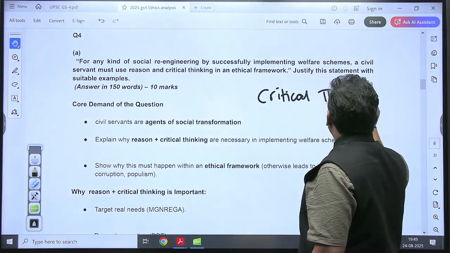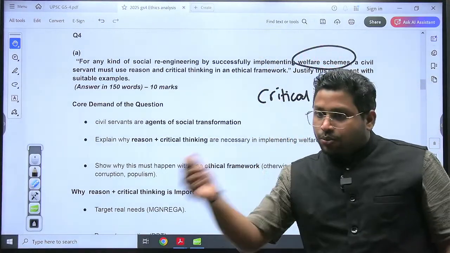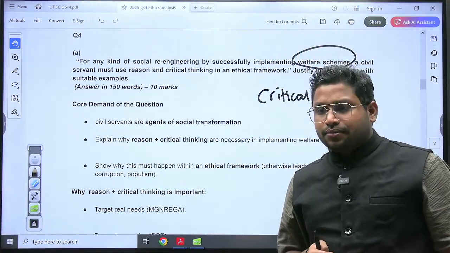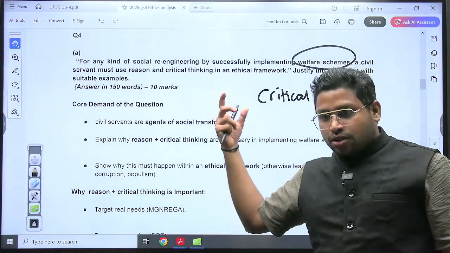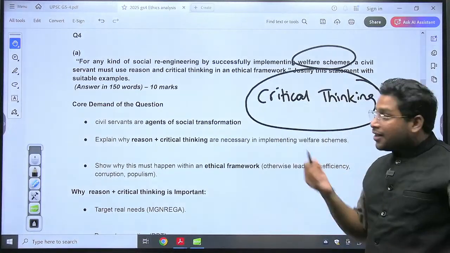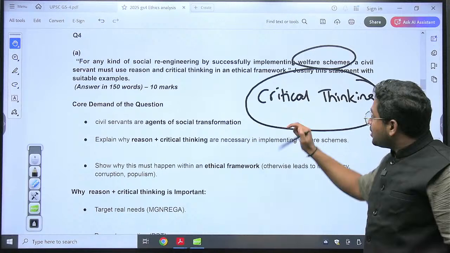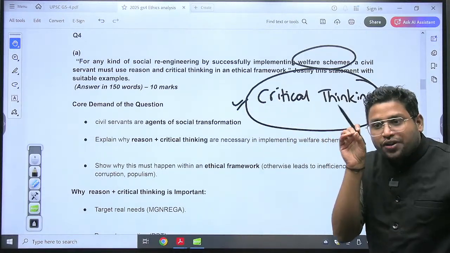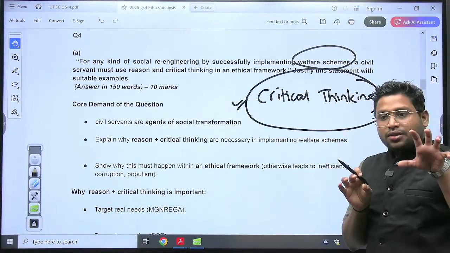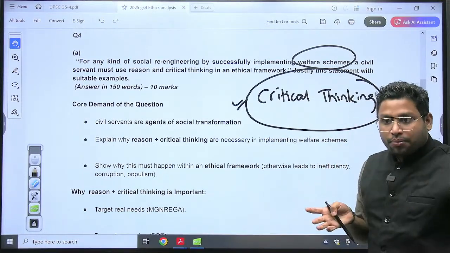Let's say there are some welfare schemes, the government brought a scheme that has to be implemented. Anyone can implement it. Why do you need such a good civil servant who has the capability of critical thinking? That's the aspect they are expecting you to think of. In this answer, this has to be shown very clearly. You recruit someone having no ability for critical thinking. What will he do, where will things go wrong?